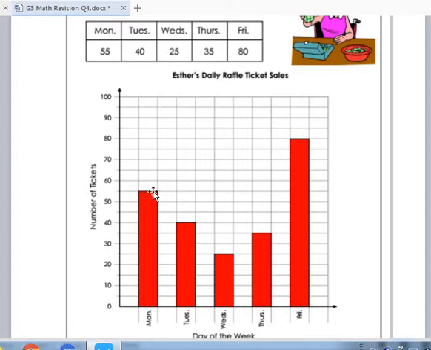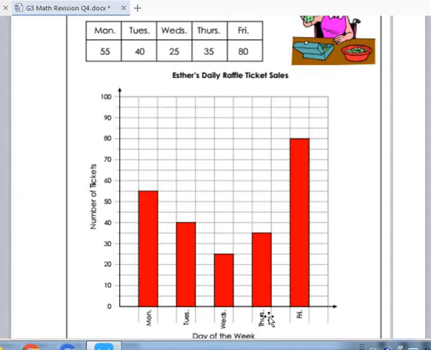So this is 55. Then Tuesday I will draw a bar line here until I get to 40. So I will draw this line until I get to 40 and make it as a bar. Then Wednesday 25. So I will go up until 25. Here I don't have 25, no, I have between 20 and 30. I have here 25.